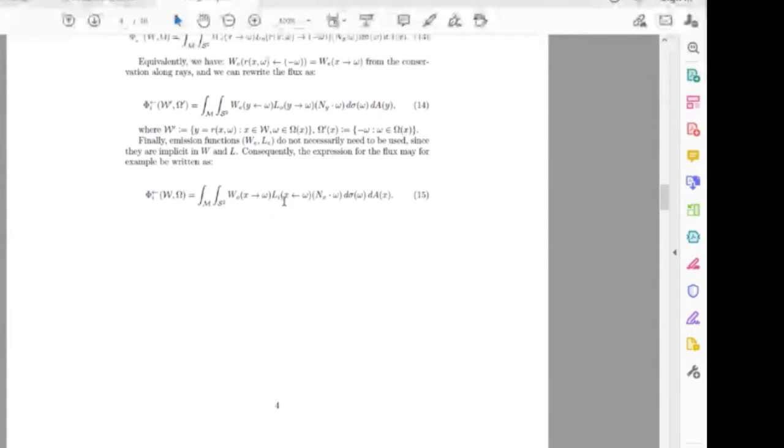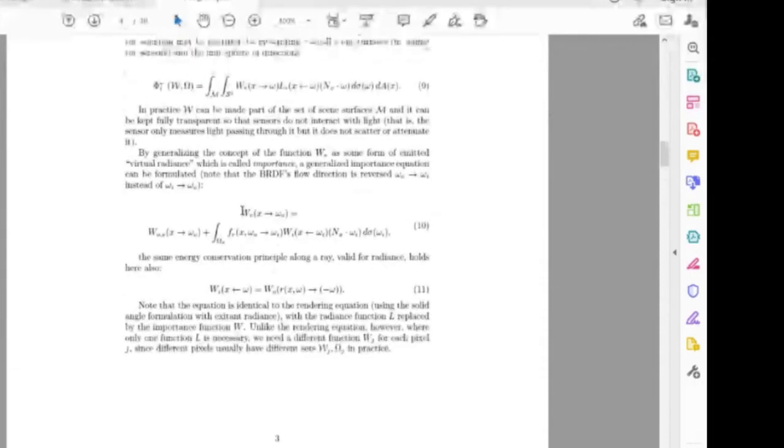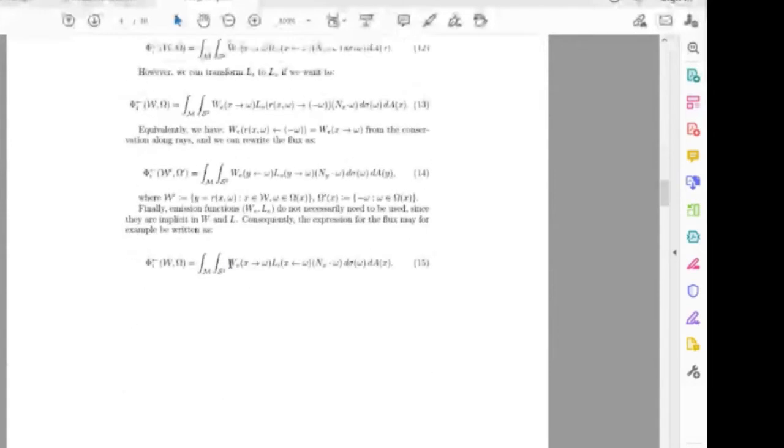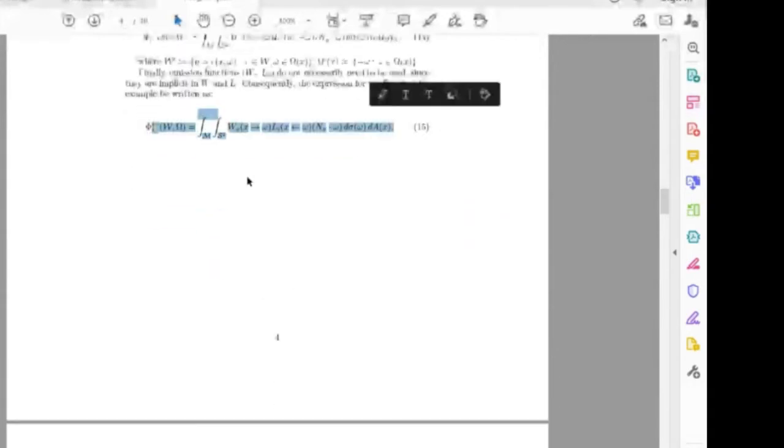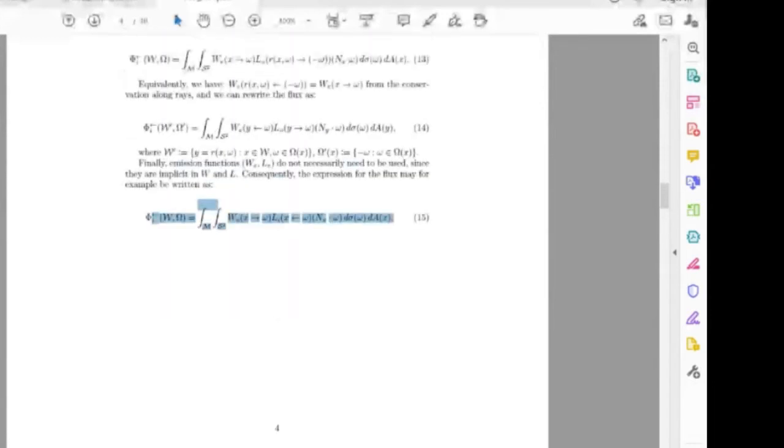You can also decide, okay, I will drop the E here, so that would not be the emittance function, and I would just get my generated function from this. And then you can couple these 2 functions, W and L, so the importance function and the radiance function. And once again, you get exactly the same result. So you can mix and match these as you like. Questions on that?